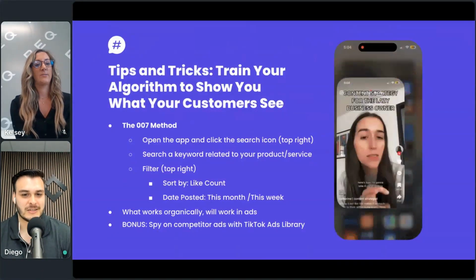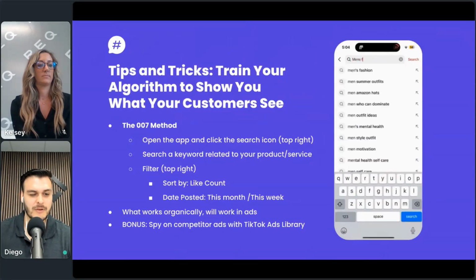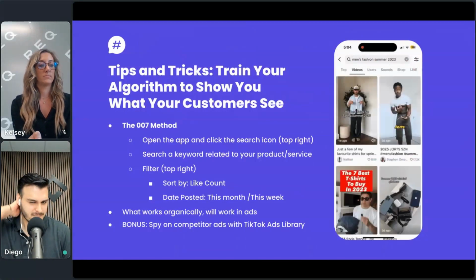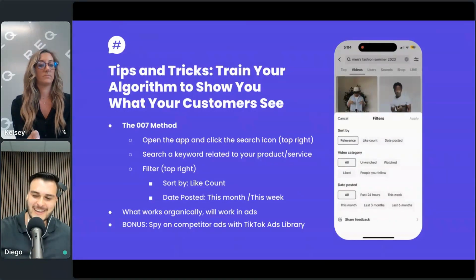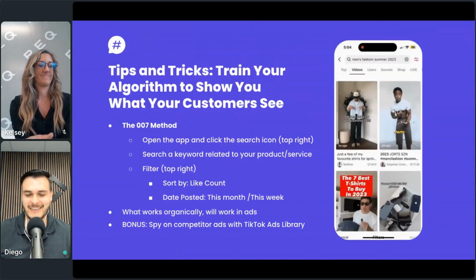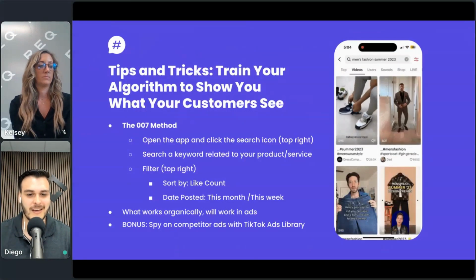So, how do you actually train your algorithm to show you the content that your customers are seeing, to give you more inspiration on the type of content you need to create for your own brand or for advertising in general? This was a method that I learned. I didn't come up with it, although maybe I should take some credit. The 007 method. Basically, it's in the GIF right here, or GIF, however you say it.